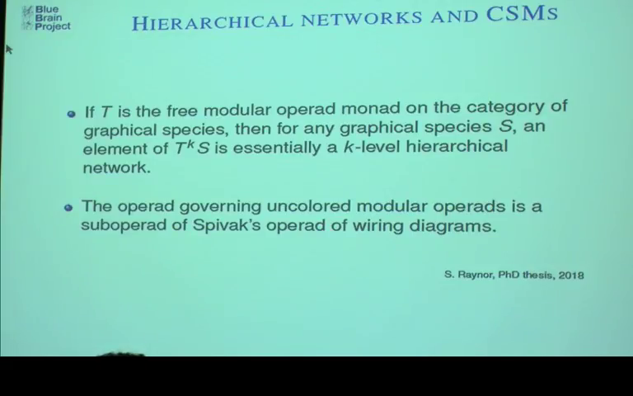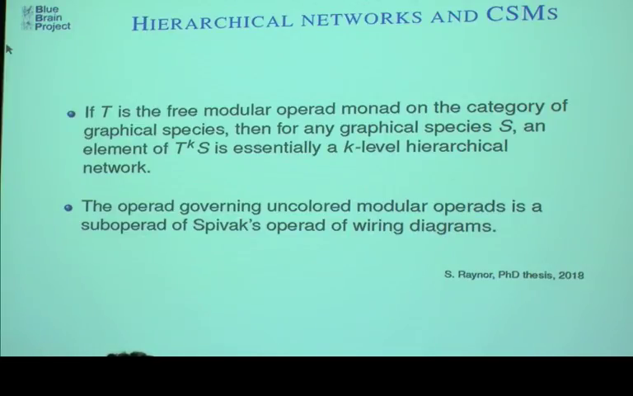So if you take a graphical species, a pre-sheaf on this category of elementary graphs, and you iterate this free modular operad monad, then an element of this thing is really one of these k-level hierarchical graphs. This is this last stage where you're collapsing and collapsing and collapsing. So that gives us a nice mathematical framework in which to understand these hierarchical graphs.